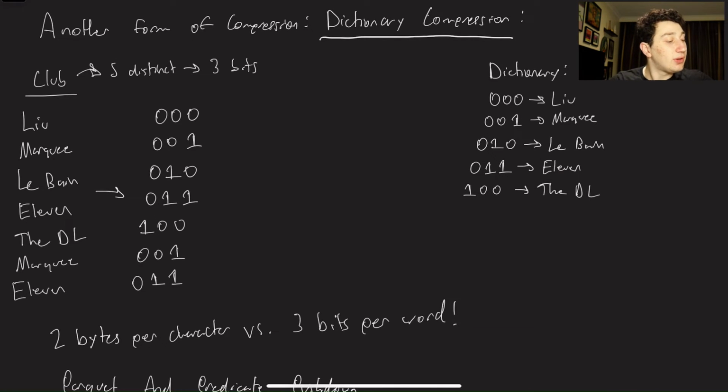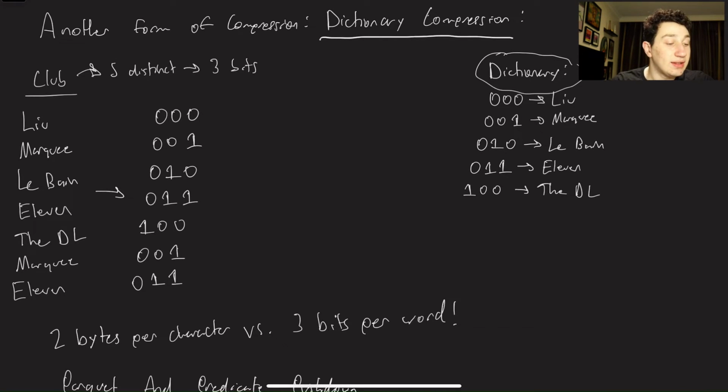Hopefully that makes sense. So I create this dictionary right here, where I take all of these bit values and map them to a club. So go ahead and look over here on our right. I say that the club 0, 0, 0 is Live, 0, 0, 1 is Marquee, 0, 1, 0 is Lebain, 0, 1, 1 is 11, and then 1, 0, 0 is the DL.